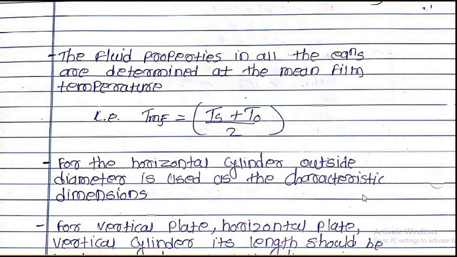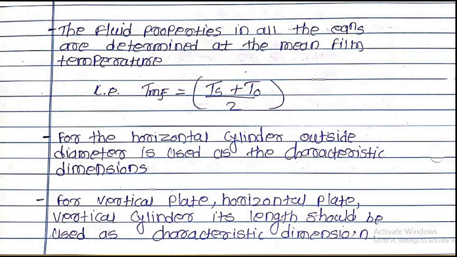For all these correlations, we should take the fluid properties at the mean film temperature. So that is nothing but the average temperature of the surface and the fluid. The mean film temperature can be given as T suffix mf is equal to T suffix s plus T naught divided by 2. Here T suffix s is the surface temperature and T naught is the fluid temperature.